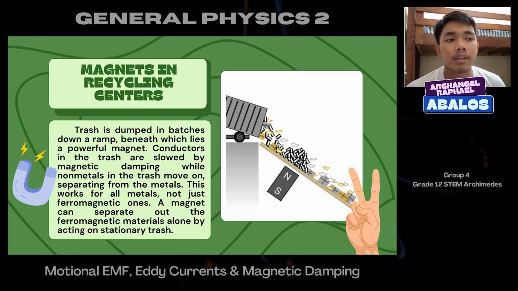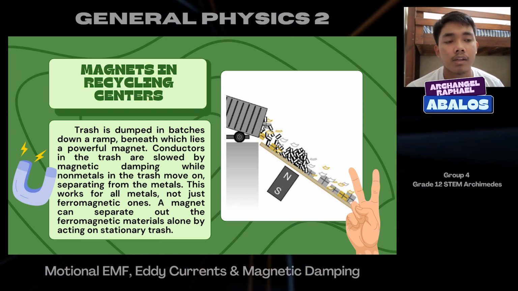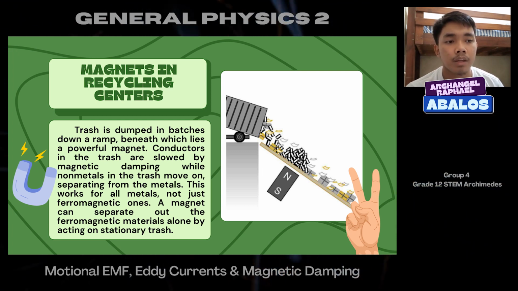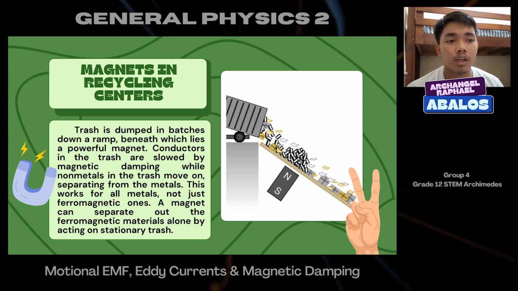Maaaring ihiwalay ang mga metal sa ibang basura sa pamamagitan ng magnetic drag. Ang mga eddy current at magnetic drag are created in the metals sent down this ramp ng malakas na magnet sa ilalim nito, habang ang mga hindi metal ay magpapatuloy lamang.